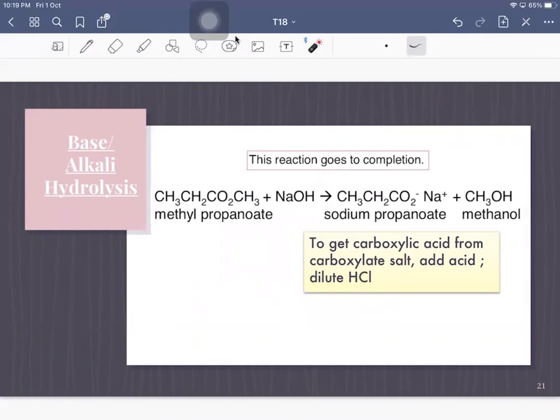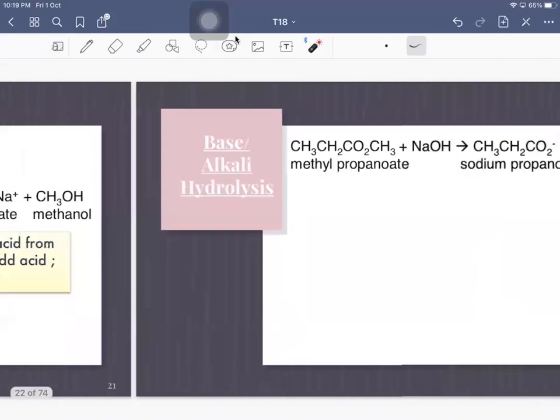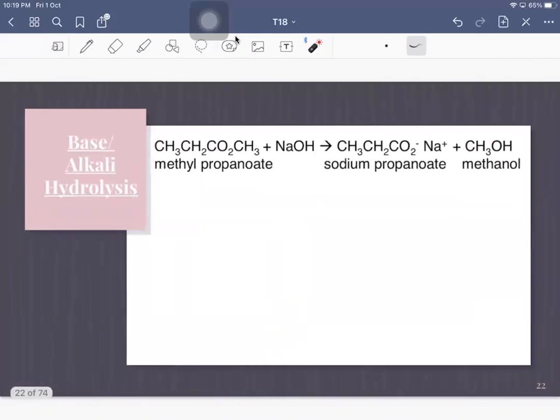Okay, now there's a difference in product that you get if you use base. So the same problem we encounter if we use base hydrolysis for nitriles. Okay, the problem is because the base will react with your carboxylic acid. So that's the problem. Okay, right, so let's have a look.